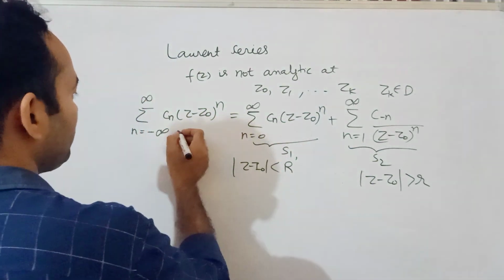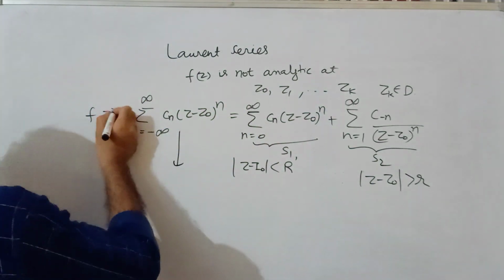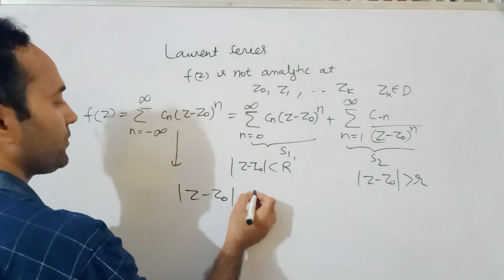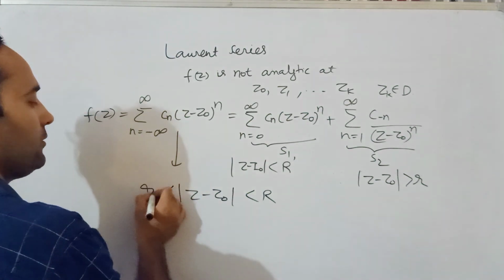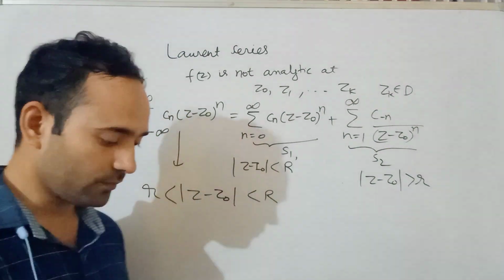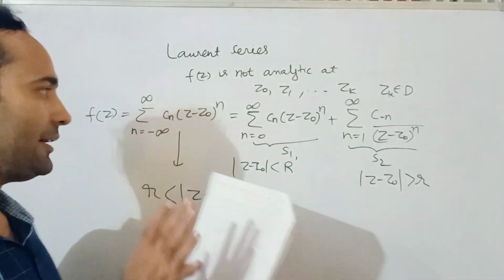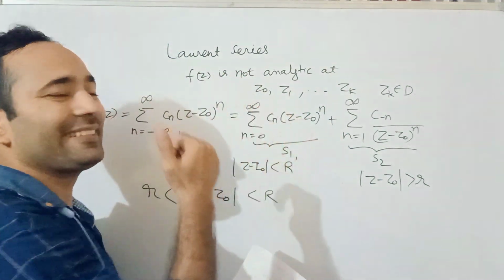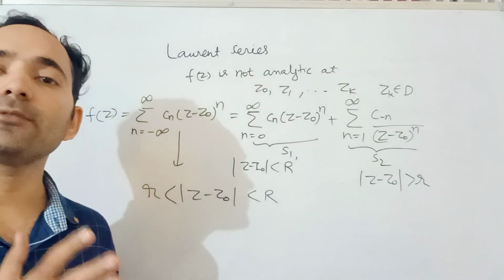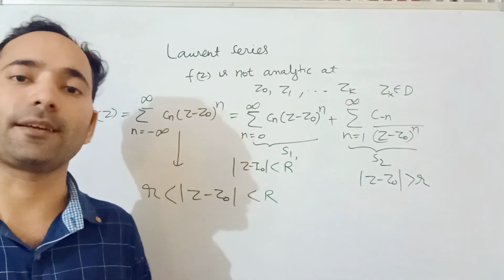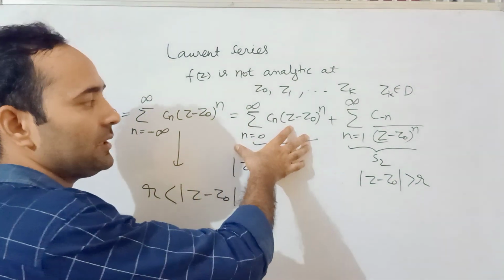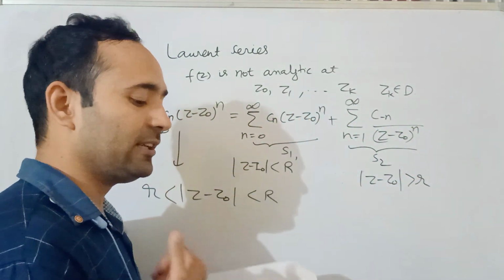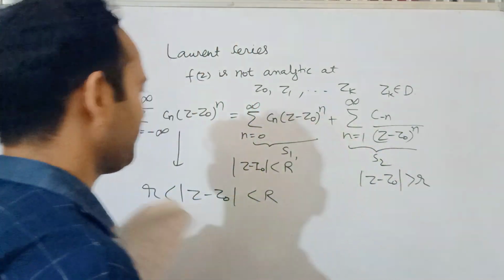So the total function, your given function f(z), will have a radius of convergence between what? Small r and capital R. I hope you understood this: a Laurent series is expanded at a point where the function is not analytic. It has one component like a Taylor series, and the other component has negative powers of z. We'll take an example and see.